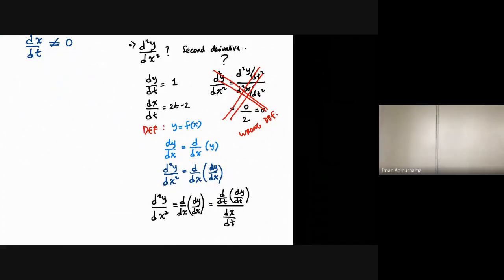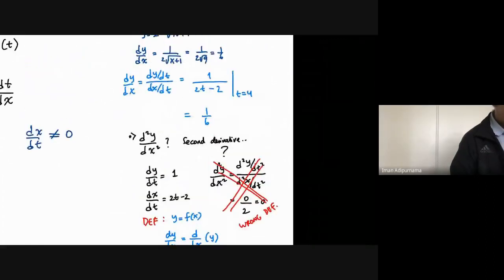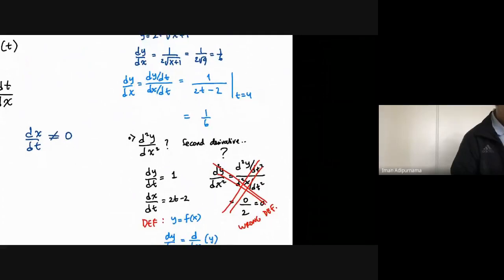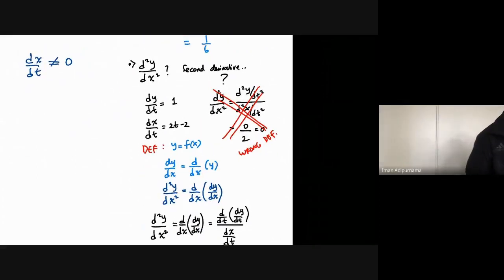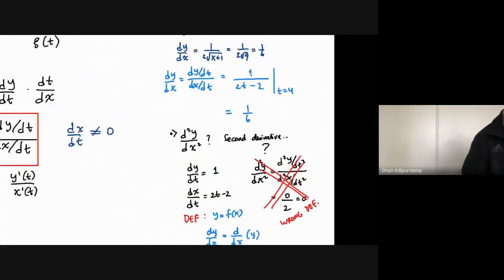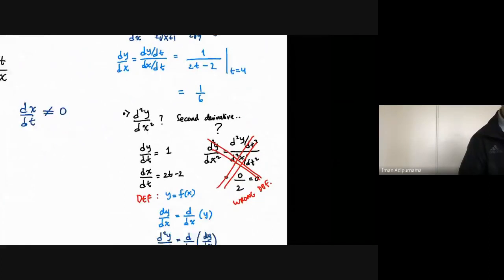Okay. Any questions? No. Oh, you want the value? You can just check this one. dy over dt. dx over dt is 2.